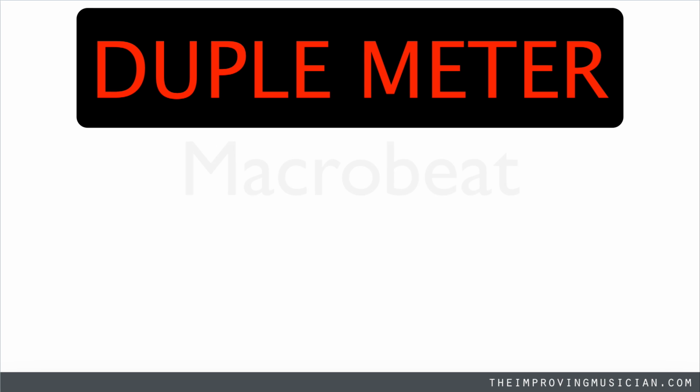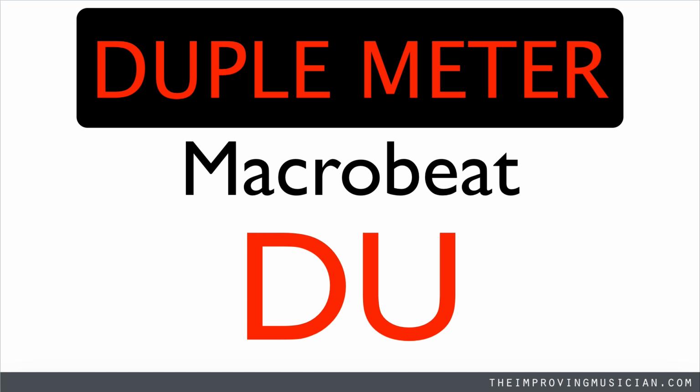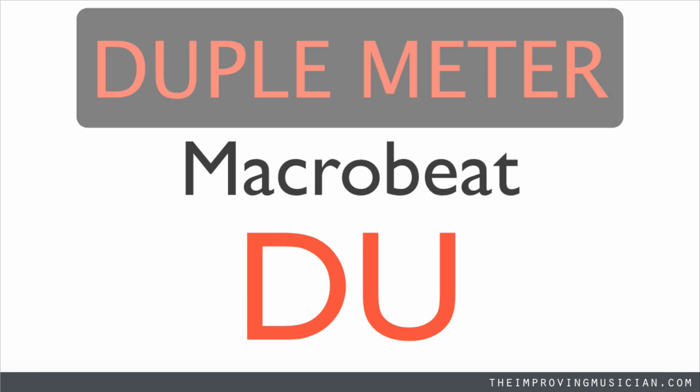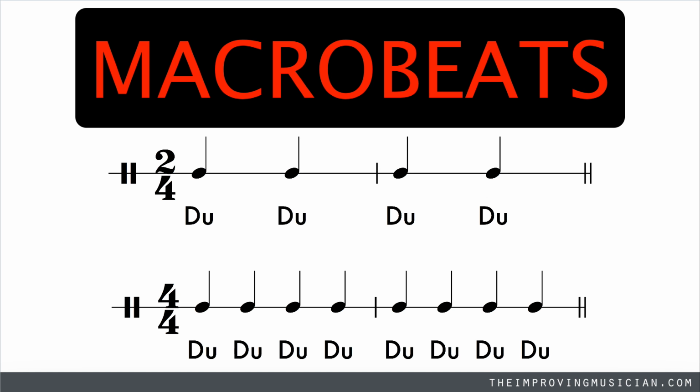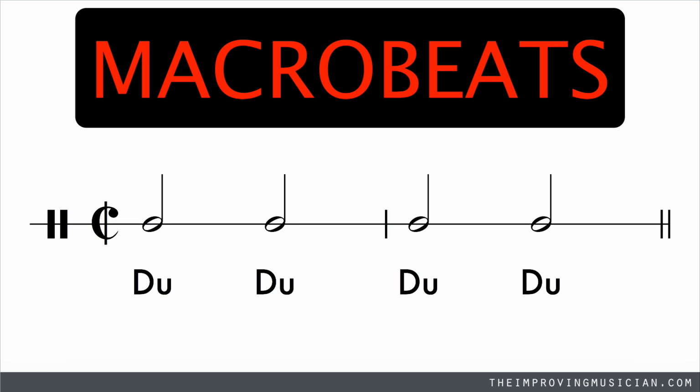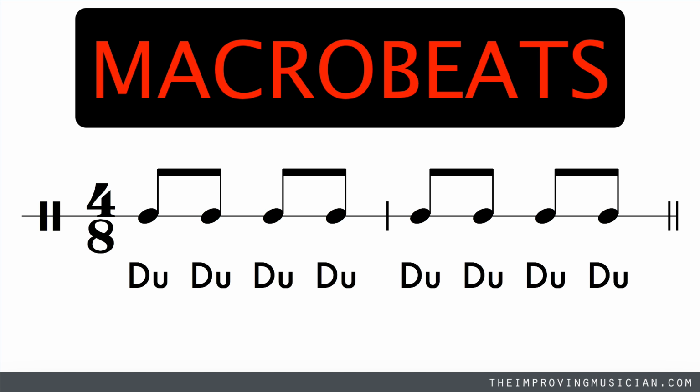When we are in duple meter, we chant the macrobeat as do. So regardless of whether we are in 2-4, 4-4, cut time, 4-8, or 2-16, the macrobeat, the pulse, is still chanted as do, do, do, do. When we are in 2-4 and 4-4, the quarter note is the macrobeat. When we are in 2-2 or cut time, the half note is the macrobeat. When we are in 4-8, the eighth note is the macrobeat.